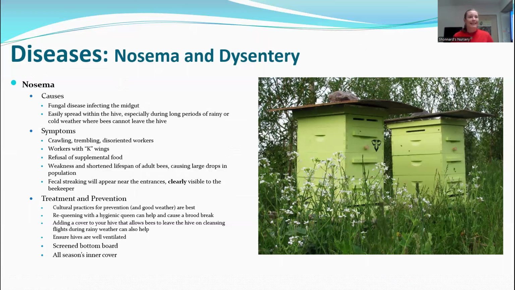For good treatment, you want nice, clean food sources. You can treat with certain things. I don't have it on here. Fumidil B is the product that you would use to treat nosema and dysentery, and you just add that to the sugar syrup. Some people think that it is becoming less and less effective. Some people say it works all the time. It kind of depends on who you're talking to, whether or not they would use this product or not.